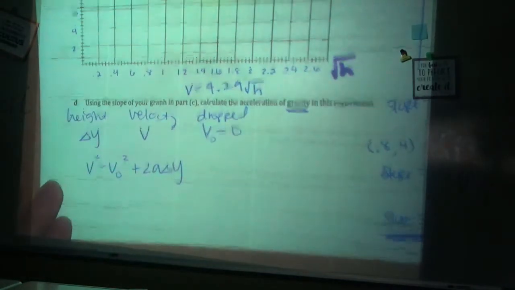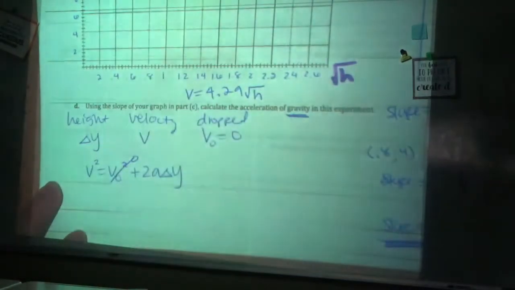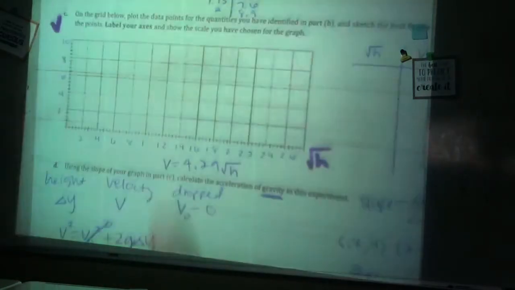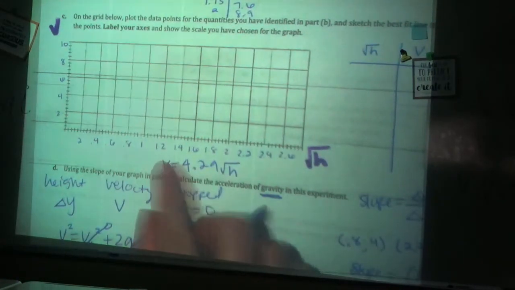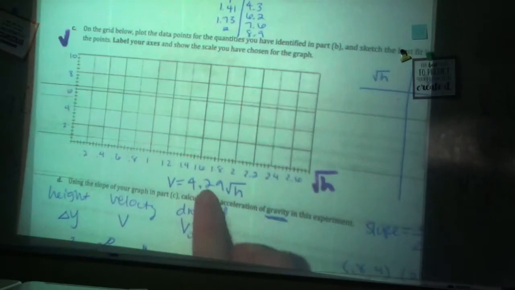V squared, that's like what our y variable is. V naught squared is just 0. And then your a, we're going to call that g, acceleration due to gravity. Now our equation over here was v equal, and we can call delta y or h, v equals 4.29 square root of h.